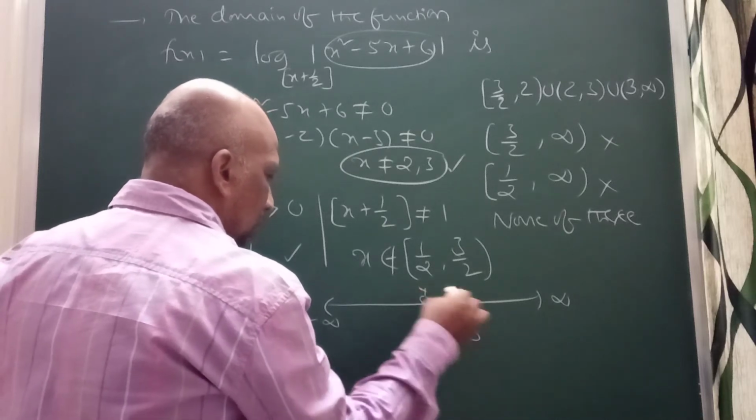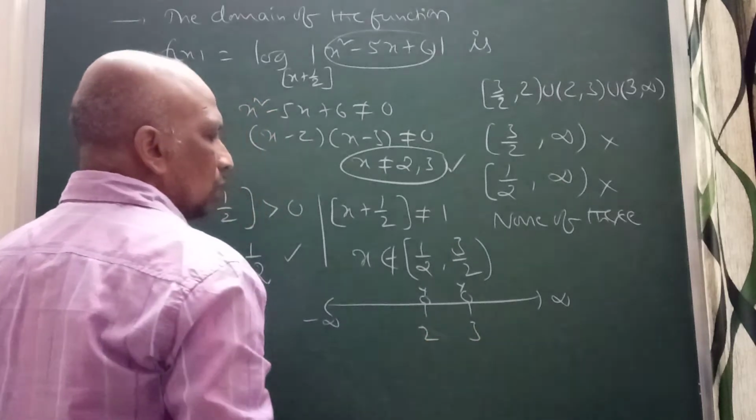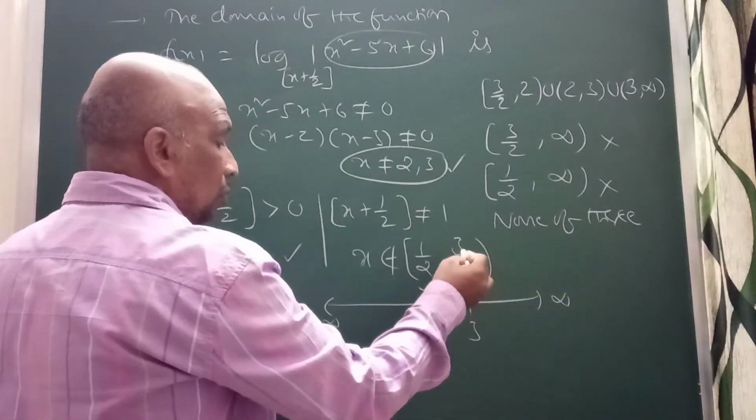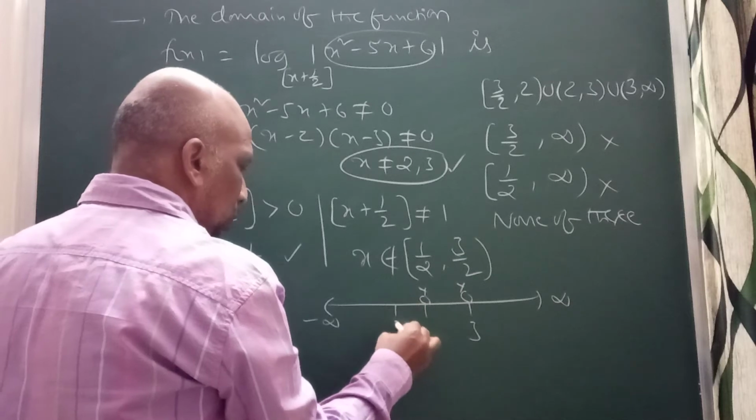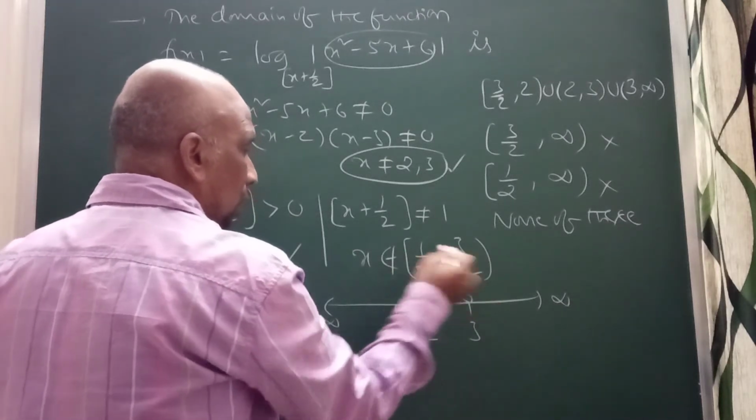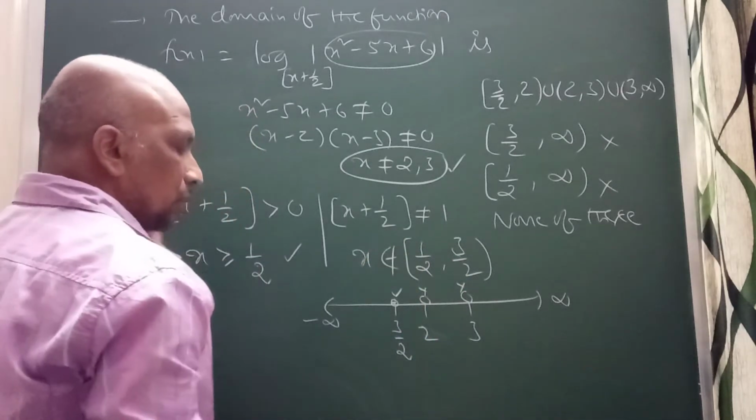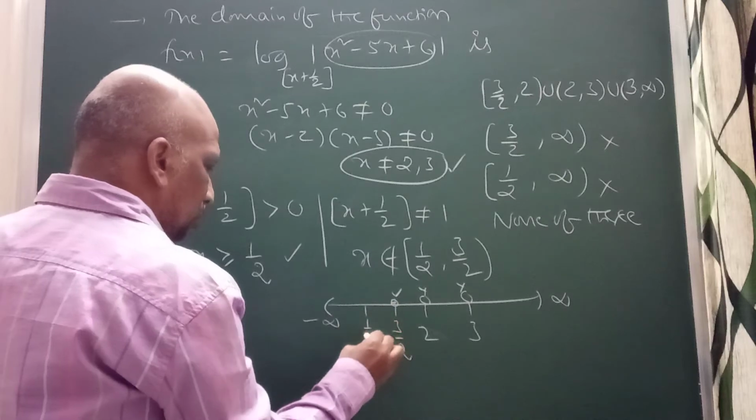I don't want this, 2 comma 3, I don't want. I don't want this one. I can take it 1.5. This is 3 by 2. I can consider 3 by 2, I can include it, because excluding this, I don't want x, doesn't belong to this. So I can include in this. So I can write 1 by 2 somewhere here.